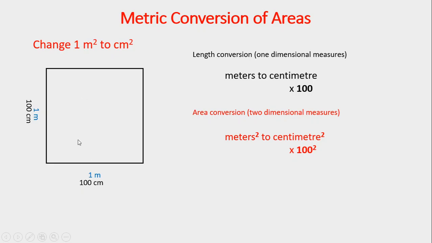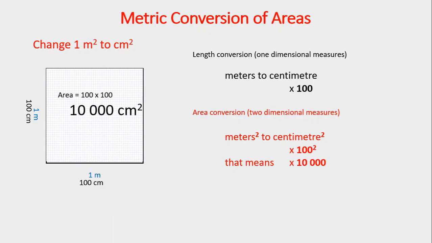Because the area inside this square is not just 100 centimeters squared. It's 100 centimeters times by 100 centimeters, just the same way that the area in meters was 1 meter times by 1 meter. So the area of the square in centimeters squared would be 10,000 centimeters squared. That's 100 tiny little centimeter squares to fill up a length of 1 meter, and 100 rows of those centimeter squares to fill up this width of 100.